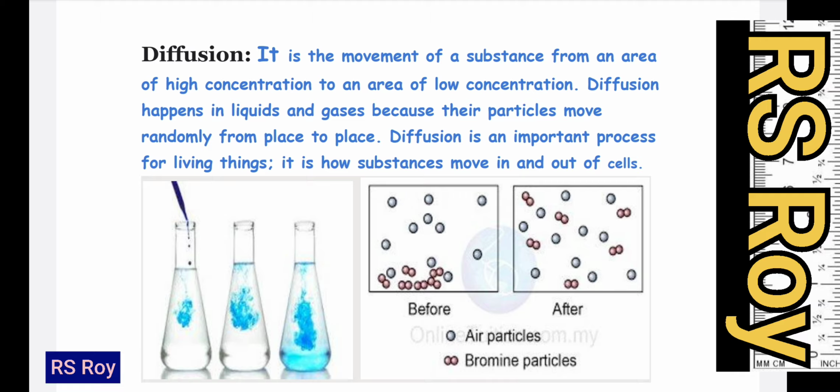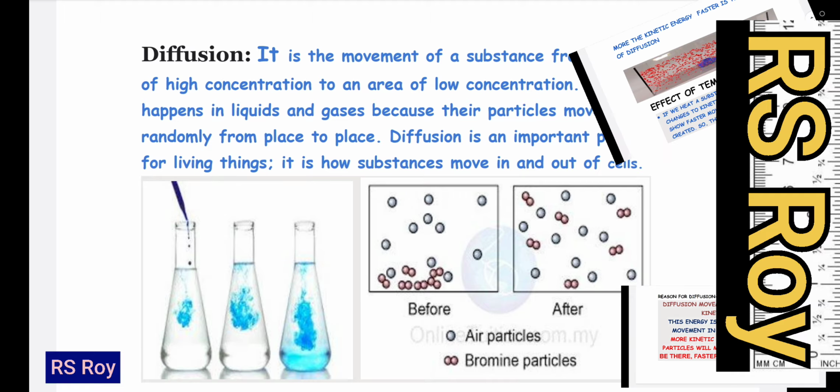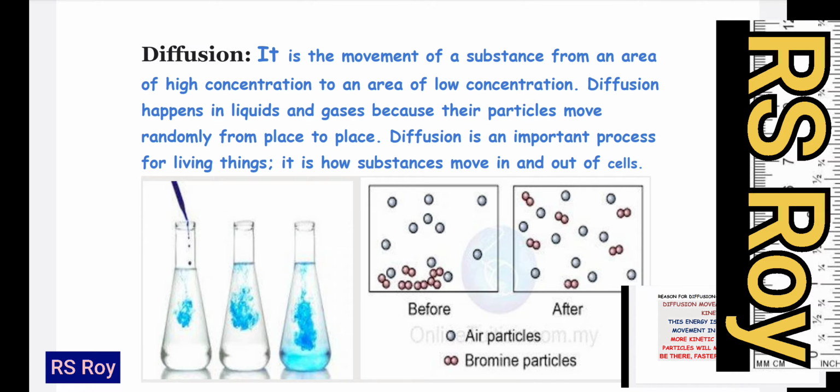Diffusion is the movement of a substance from an area of high concentration to an area of low concentration. Diffusion happens in liquids and gases because their particles move randomly from place to place. Diffusion is an important process for living things. It is how substances move in and out of the cells. We can see this activity when we add a few drops of bromine into water.